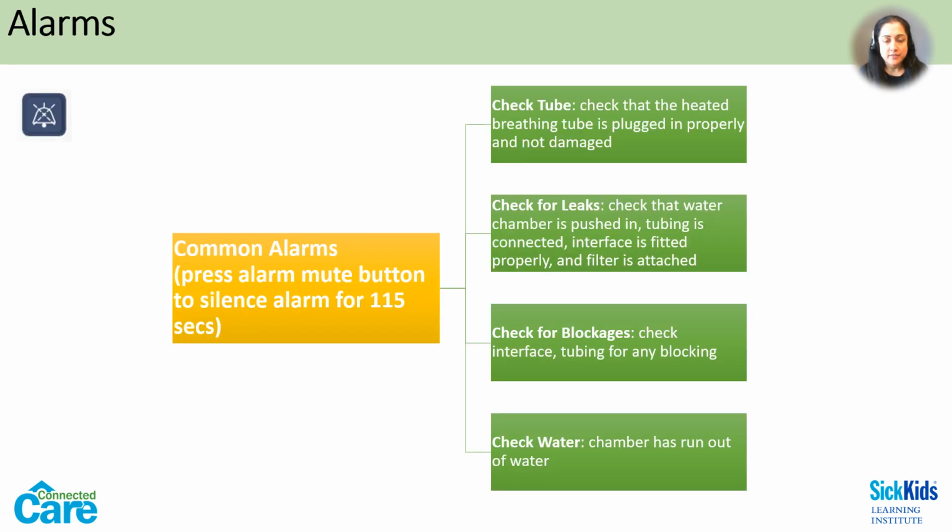Airvo devices have some common built-in alarms. The first alarm is the check tube alarm. In this case, check that the heated breathing tube is plugged in properly and not damaged. Check for leaks alarm. Check that the water chamber is pushed in, that the tubing is connected properly, and that the interface is fitted properly. And also ensure that the filter at the back of the unit is attached. Check for blockages alarm. Check that the interface and tubing are free of any blockages. And finally, check water alarm means that the chamber has run out of water and needs to be refilled.